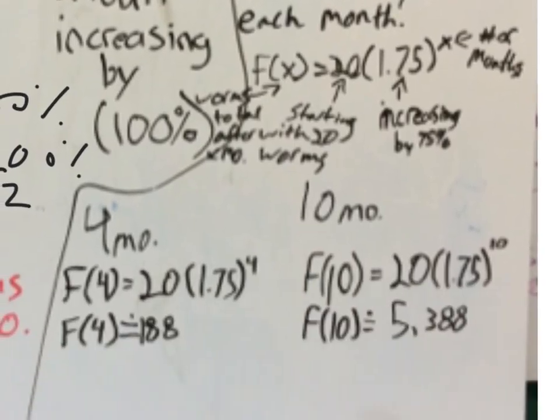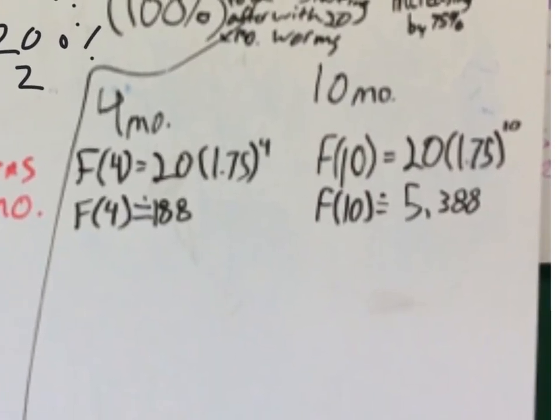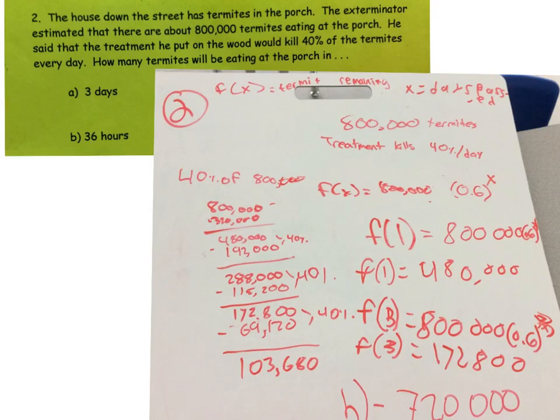And then they decided to calculate how many mealworms there would be after 4 months and after 10 months. So again, they substituted in x, showing nice function notation, and determined after 4 months there would be only 188 mealworms. After 10 months, there would be 5,388 mealworms.